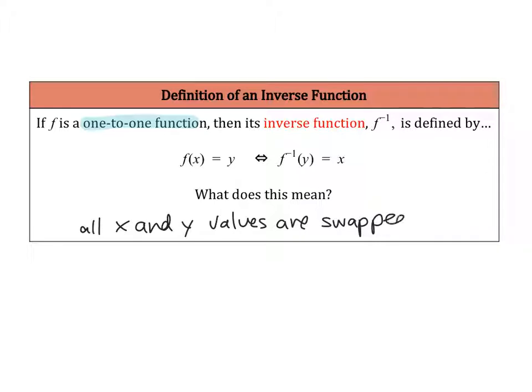So you could literally take the coordinates from your original function, swap the x's and y's, and that would be the coordinates of your inverse function. One reason why this is happening is because inverse functions are always a reflection over the line y equals x. And to reflect something over this line, all you do is swap the x and y values. So this is another way that you could consider finding an inverse, by reflecting your original function over the line y equals x.